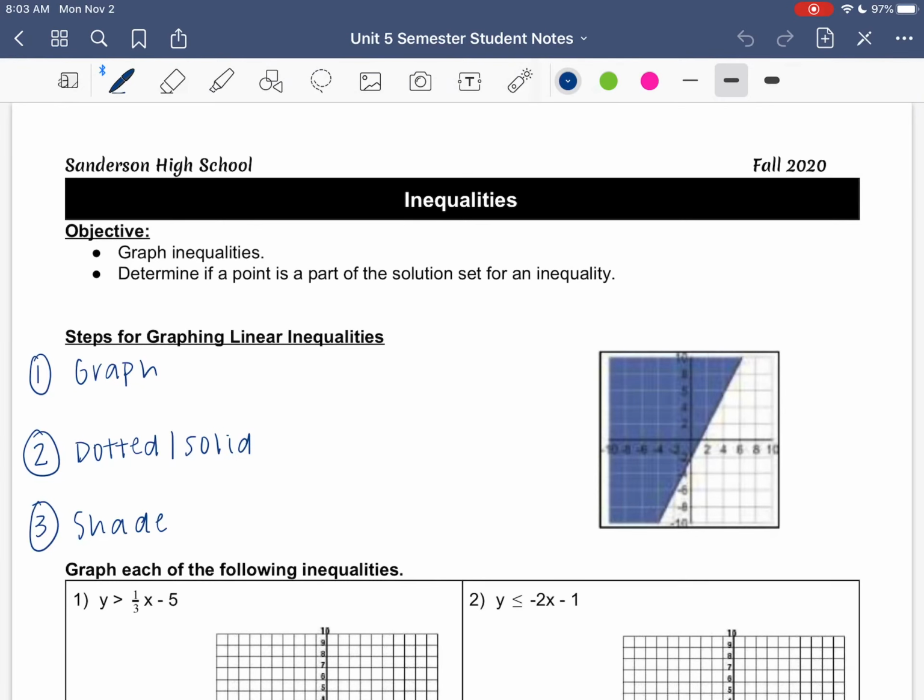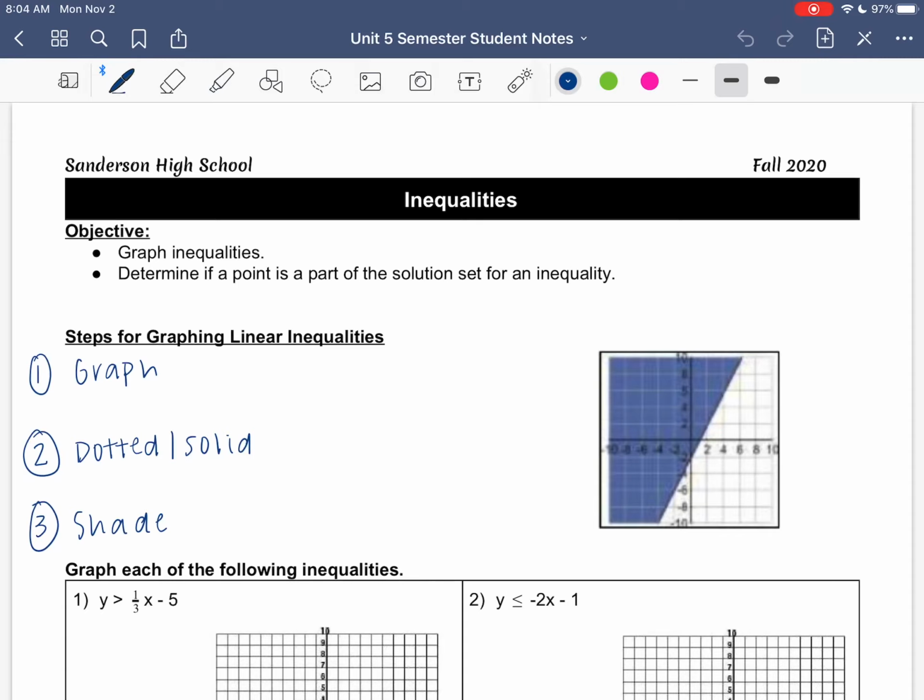Today we're going to look at graphing inequalities, and our objective is to first graph the inequalities, but also to determine if a point is a part of a solution set. So when we think about graphing linear inequalities, there are really three steps that we want to think about. The first step is going to be to graph your actual line.